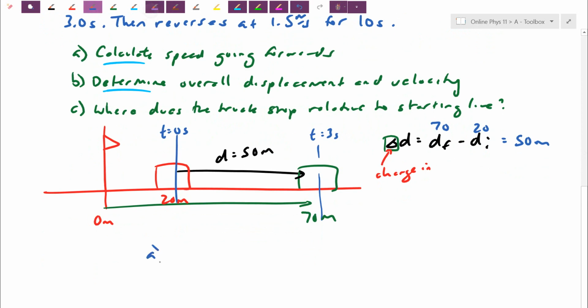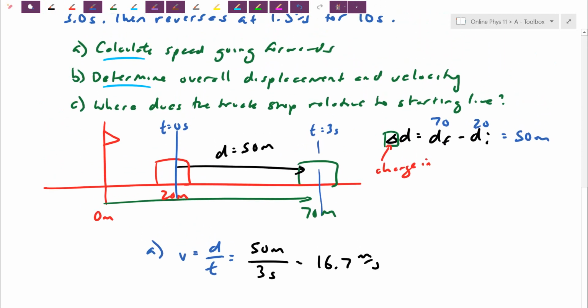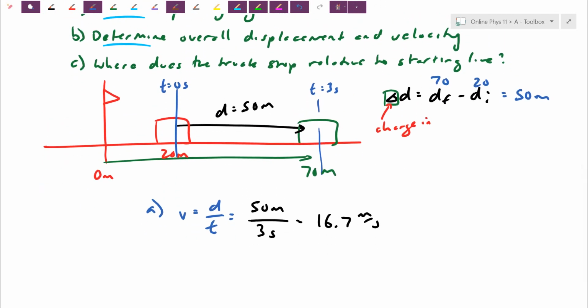So in part A, I want to calculate the speed. Speed is equal to the distance divided by time. The distance that I actually traveled was 50 meters. That's how much ground I covered. It took me 3 seconds of time to do it. This one here will end up being not a nice number here. It's giving me 16.6 repeated. Although we should be using our sig fig rules, like this is a divide, which one is the least precise here. In physics, I'm just going to be a little bit lazy.